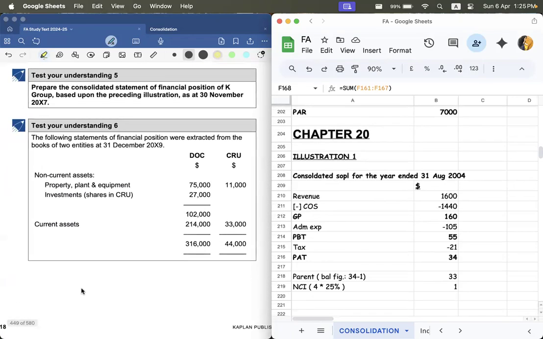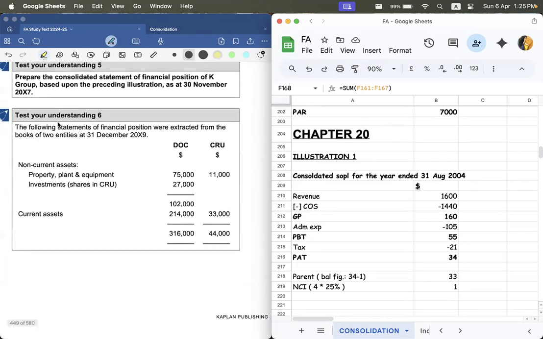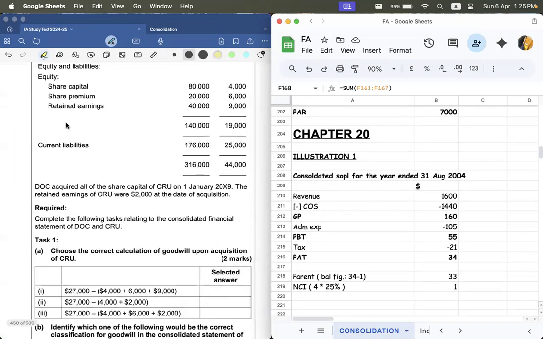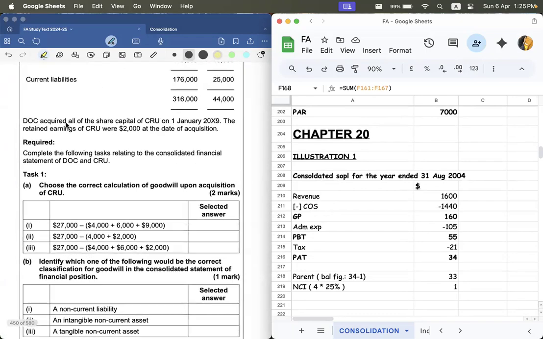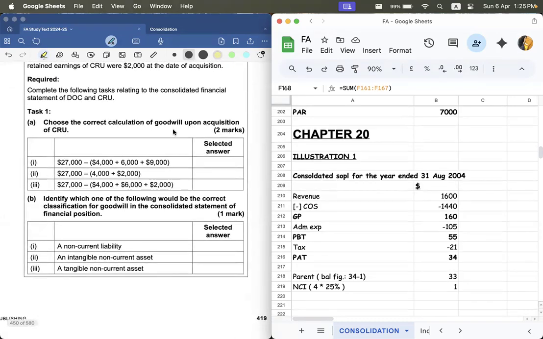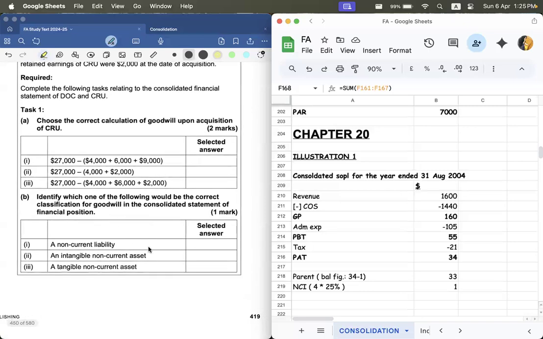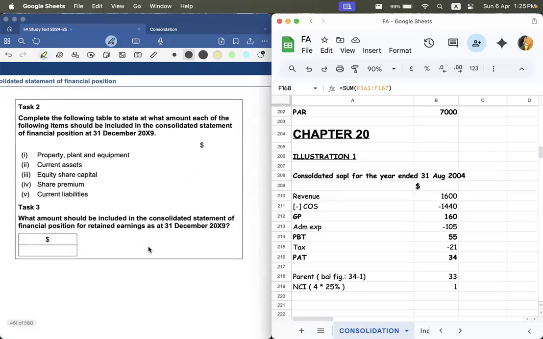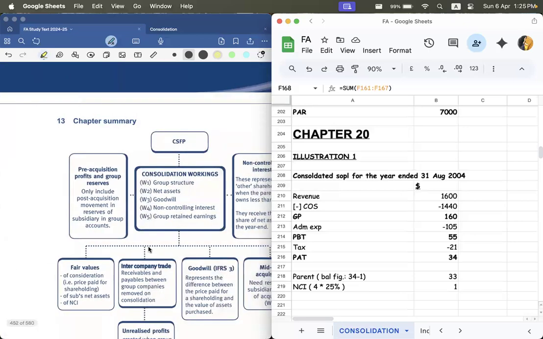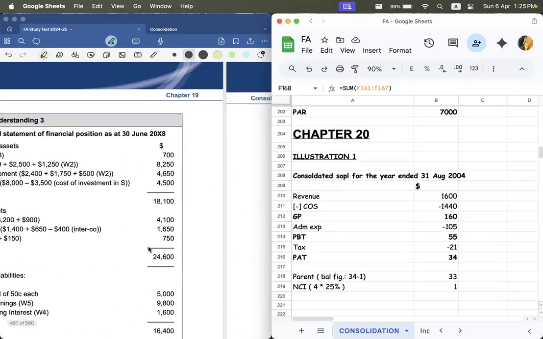Also, in order to tell you the context of the exam, in the exam it would be like that of the test you're understanding 6. They have given you the whole SOFP and they have broken down things. Here, they have asked you about the goodwill, follow the same steps. Here, they have asked you a theory question. Here also a theory question. Okay. So that chapter is done. Moving on to the last chapter.